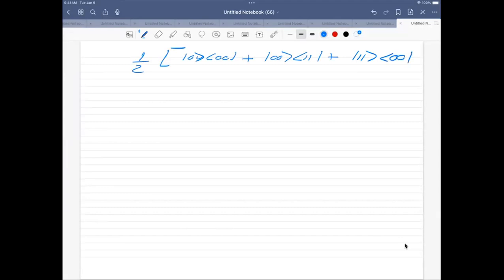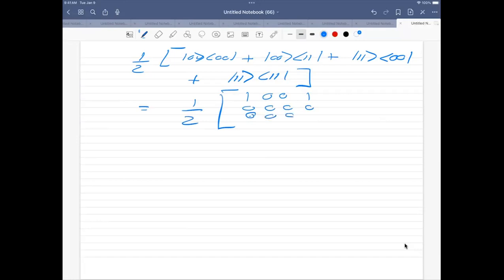So I would have |00><00| plus the final one, which would be the outer product of this specific state here. If I put everything together, what I'm going to get now is a density matrix which looks like this. I have 1, 0, 0, 1, and then 0, 0, 0, 0, and then again all zeros, and then I have 1, 0, 0, 1. So if I do the algebra correctly, this is what we should get.